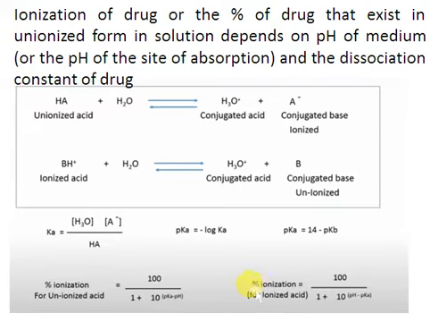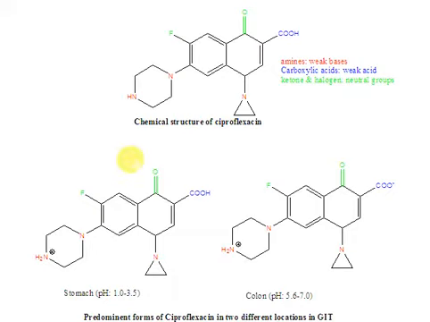And if you are calculating the percentage ionization for an ionized acid, then it's the same formula except that it is 10 to the power pH minus pKa, right? So here we had pKa minus pH, but now we will have pH minus pKa. Just for an example, let's consider the chemical structure of ciprofloxacin.